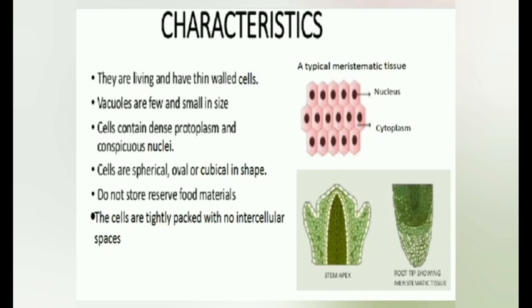As you can see in the picture, the nucleus is large, prominent, and centrally located. Cells may be spherical, oval, or cubical in shape. All the cells of the meristem are tightly packed with no intercellular spaces. That means that there is no space or gap between the two cells. They do not store reserve food materials.